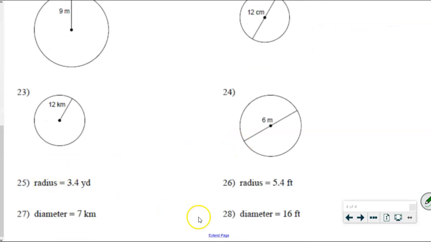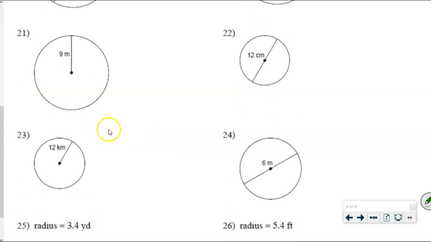Again, down here, 25 through 28, no diagrams, but I'm still giving you pieces of information that you'll need to reuse in order to answer the question. That's it for this video. Very short, just mostly instructional.